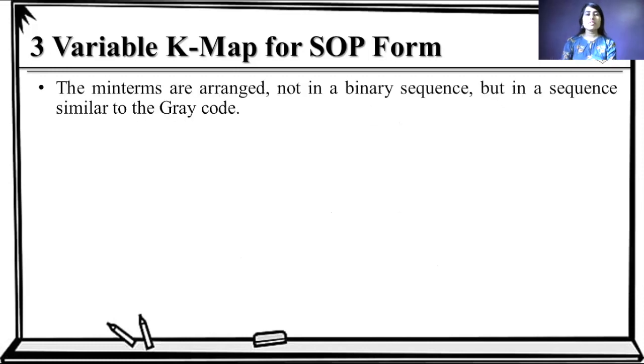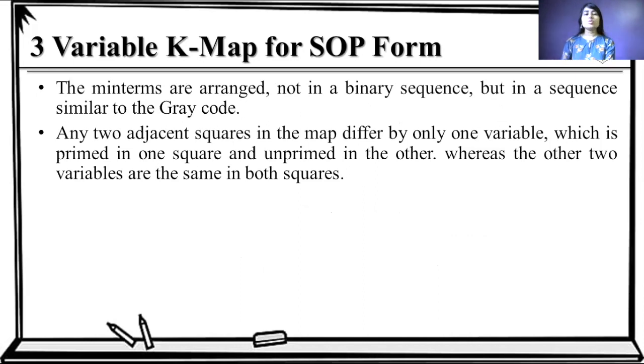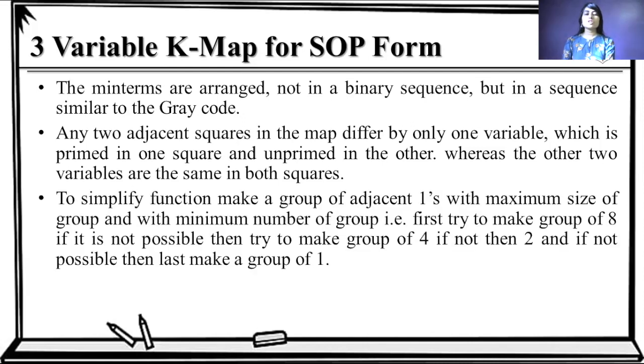The minterms are arranged not in a binary sequence but in a sequence similar to the gray code. Any two adjacent squares in the map differ by only one variable, which is primed in one square and unprimed in the other, whereas the other two variables are the same in both squares. To simplify the function, make groups of adjacent ones with the maximum group size and with the minimum number of groups. That is, first try to make a group of 8.